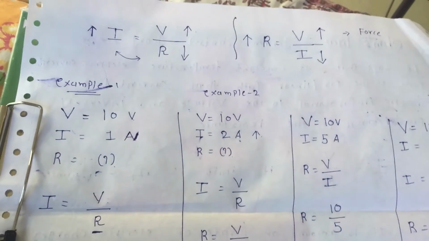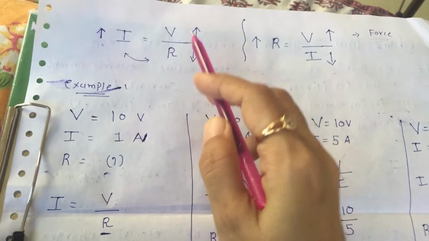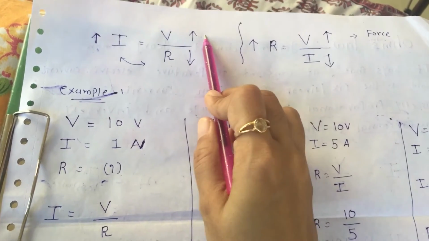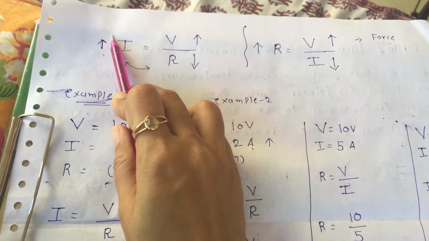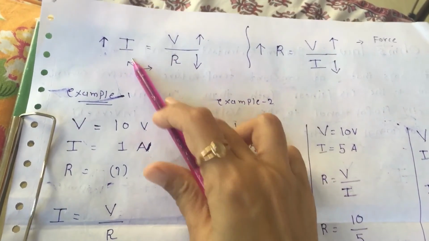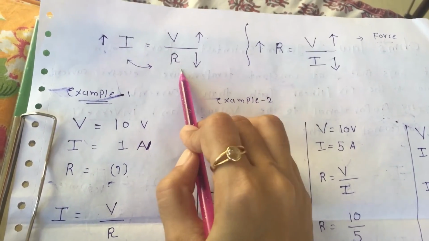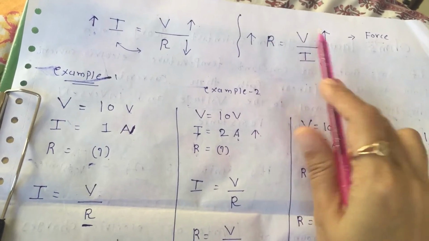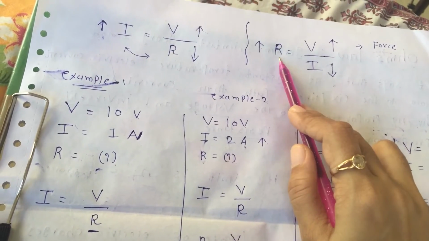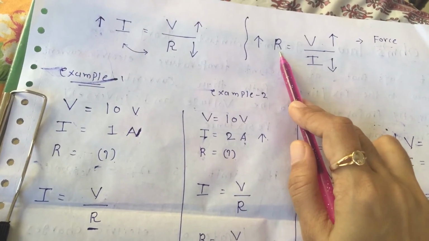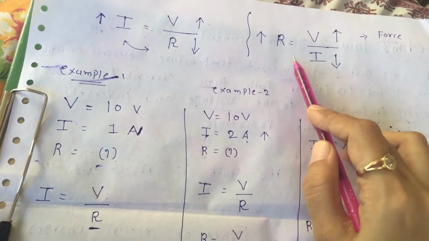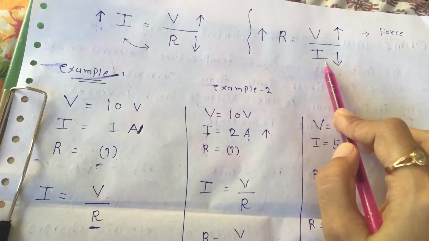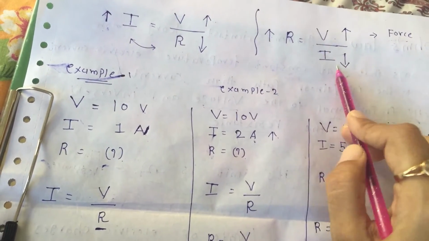Let's see the equation again, which is I is equal to V by R. So I is proportional to V. If I is going to increase, then voltage V is going to increase, and if I increases, then R is going to decrease, because I and R are inversely proportional to each other. Now switch the place of I and R: if R increases, then V increases. Of course, if resistance is applied to any object, then force is required to pass through this object. So force also increases, then I decreases. Of course, if resistance is increased, then current decreases.